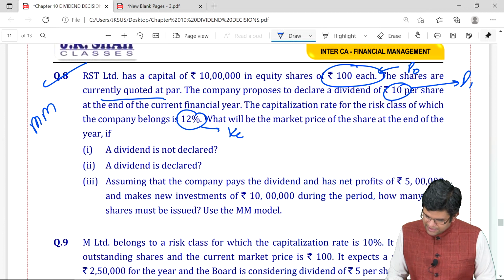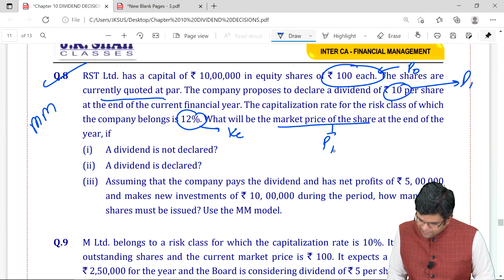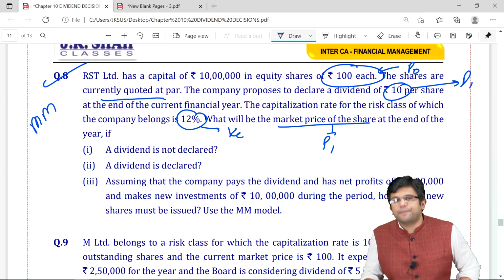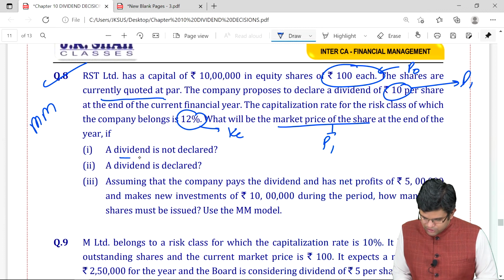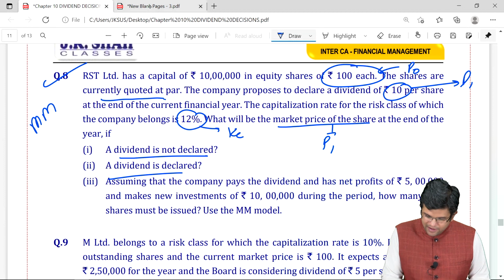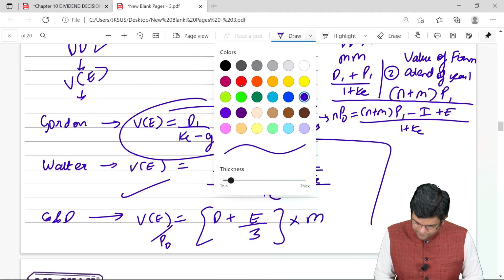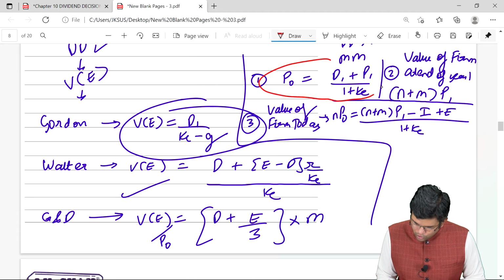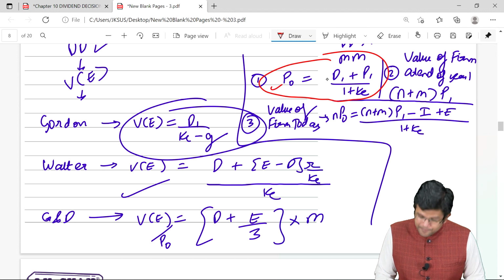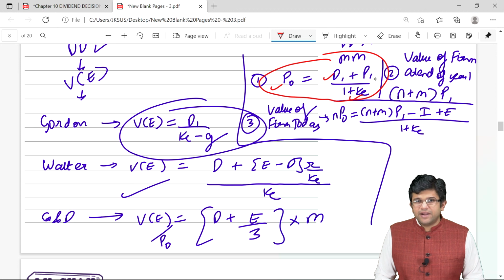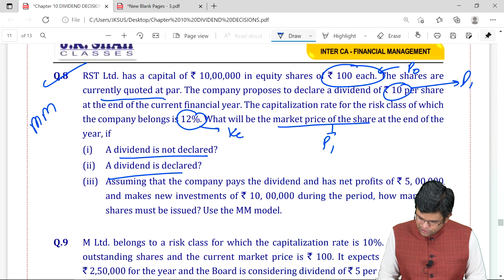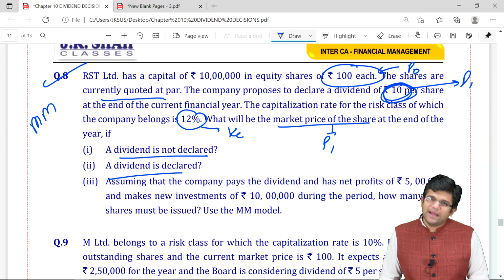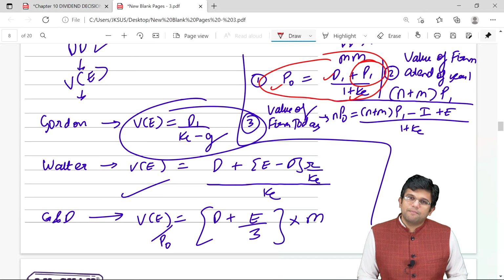They are asking what will be P1. Everybody following? What will be the market price per share if dividend is not declared, if dividend is declared? For that, children, you have to use this formula here, where P0 is there, then we have D1 and we have KE. You have to find out P1. If dividend is not declared, then the D1 will be 0. If dividend is declared, then children, can I say the D1 will be 10. You have to find P1 as the balancing figure.